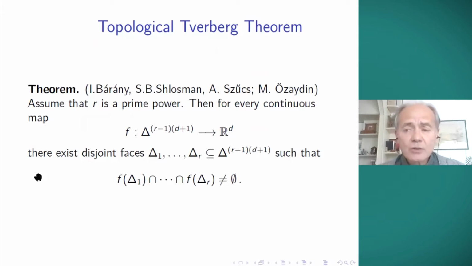So what is the usual formulation of this theorem? You have a continuous map from a simplex of dimension (r minus 1) times (d plus 1) into the Euclidean space of dimension d. Then you can find r disjoint faces of this simplex so that they overlap in the image. So the images intersect. So this is the topological Tverberg theorem. If f is an affine or linear map, then you obtain the classical affine or linear Tverberg theorem proved by Helge Tverberg himself in the 60s.